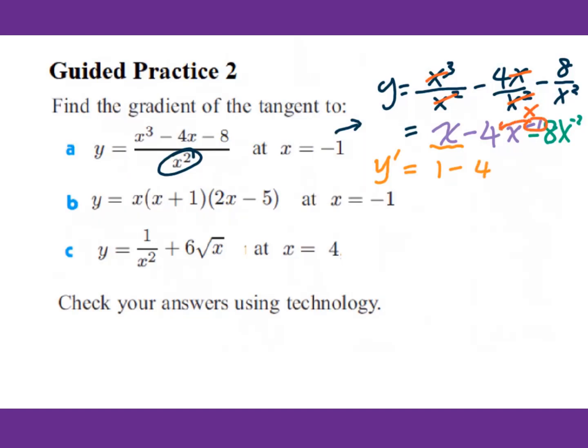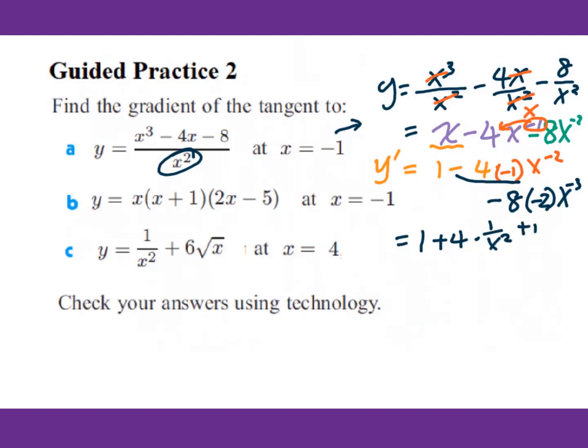Negative 1 drop down. Then minus 1, you will get the negative 2. Minus 8 times negative 2, x to the negative 3, because negative 2 minus 1. So we organize: 1, negative 4 times negative 1 is positive 4. That's 1 over x squared plus 16 times 1 over x third power. Organize: 1 plus 4 over x squared plus 16 over x third power.